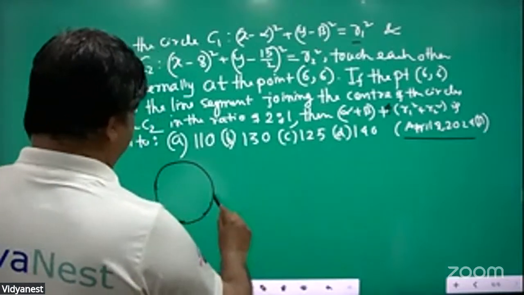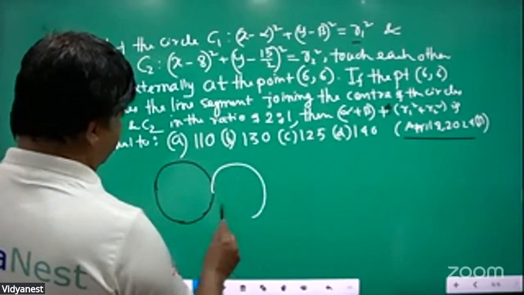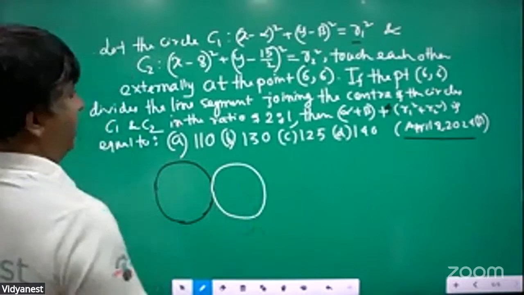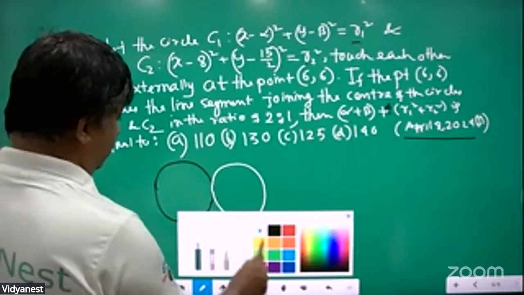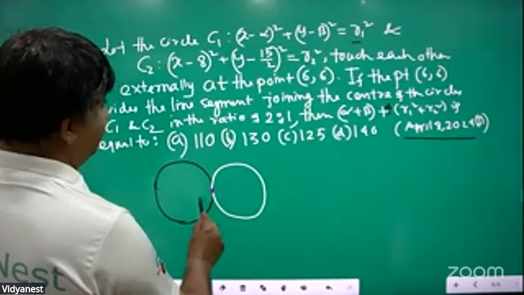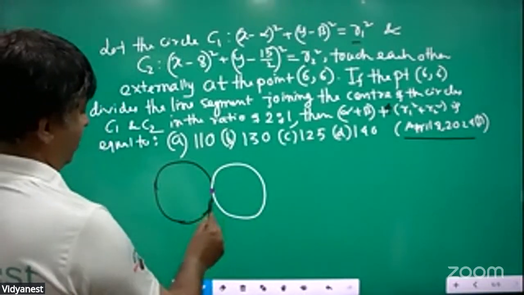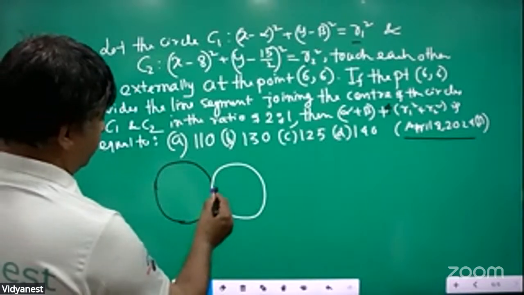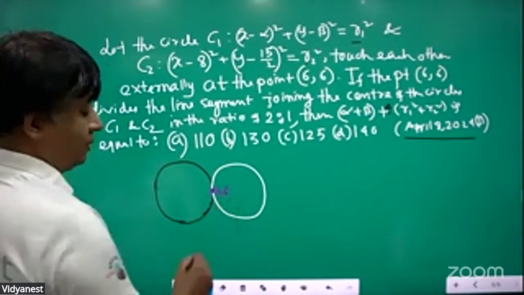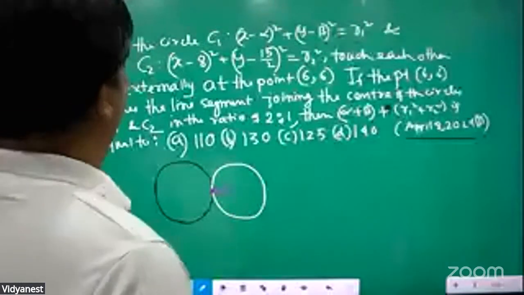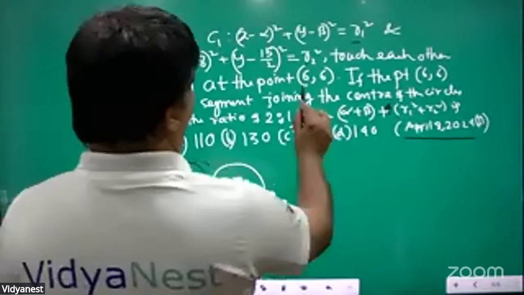Two circles. They touch each other externally at which point? At this point. This point's coordinate is what? (6, 6), as per the given question.